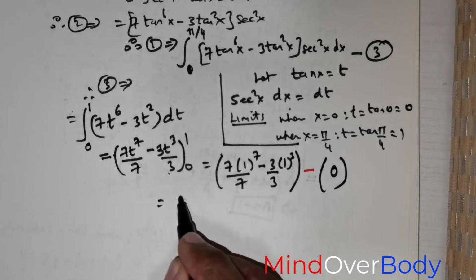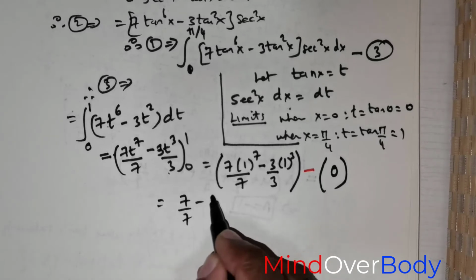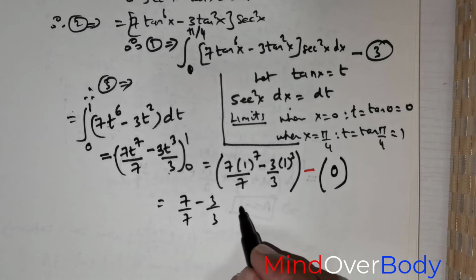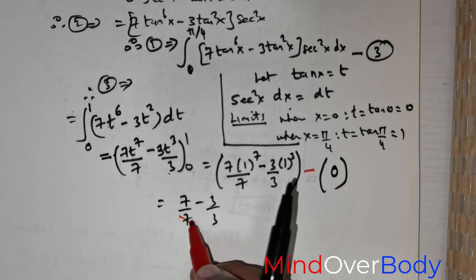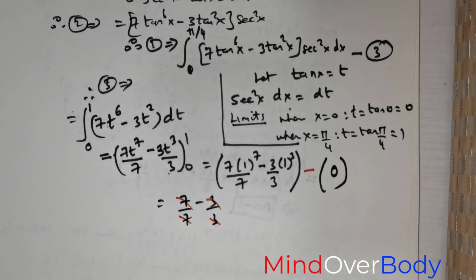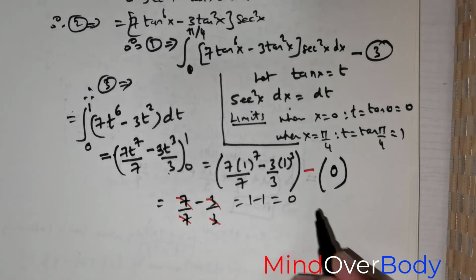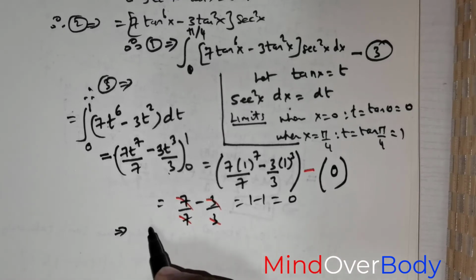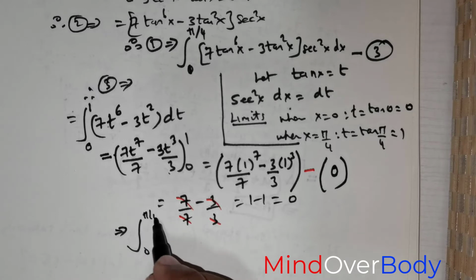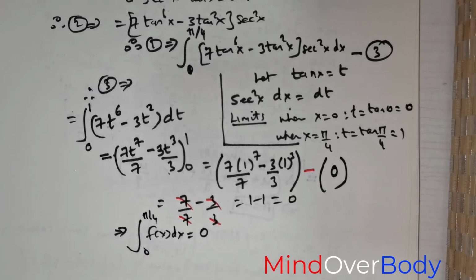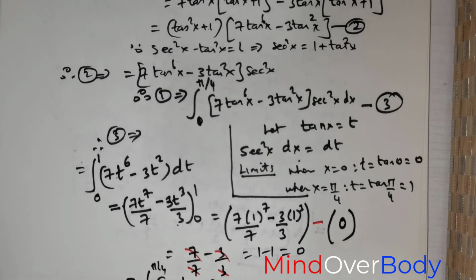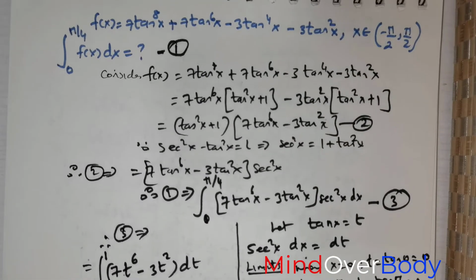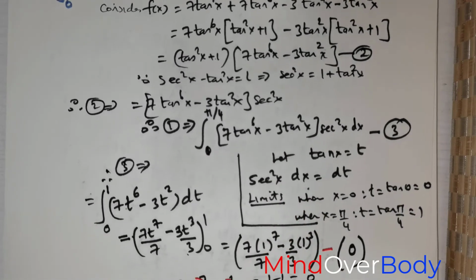So now this is going to be equal to 7 over 7 minus 3 over 3. And what happens here? 7 and 7 get cancelled, 3 and 3 get cancelled. You get 1 minus 1, which is equal to 0. So this would mean the integral from 0 to pi over 4 of f of x dx is equal to 0. And this is a good place for us to draw the red line. So this is a beautiful question, and we have achieved the solution.